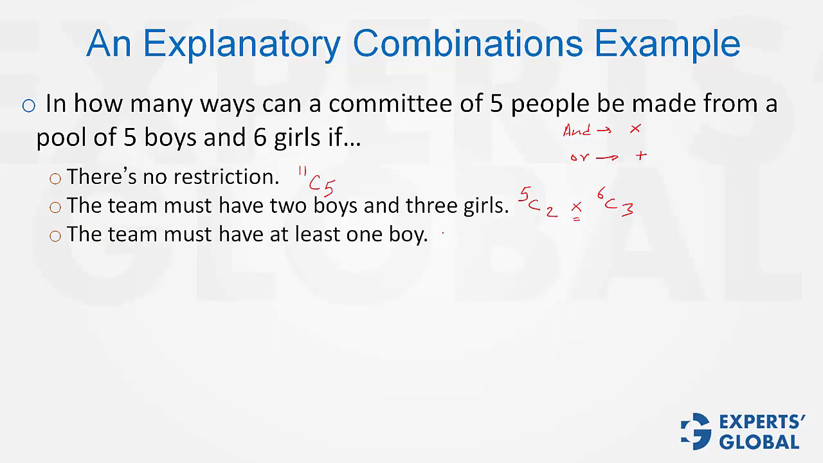Team must have at least 1 boy. A smart way of solving this would be to look at the total number of cases and from this subtract the case when there is no boy, all are girls. Total cases minus all girls. That means out of 6 girls, 5 are being selected. This would be the right answer.